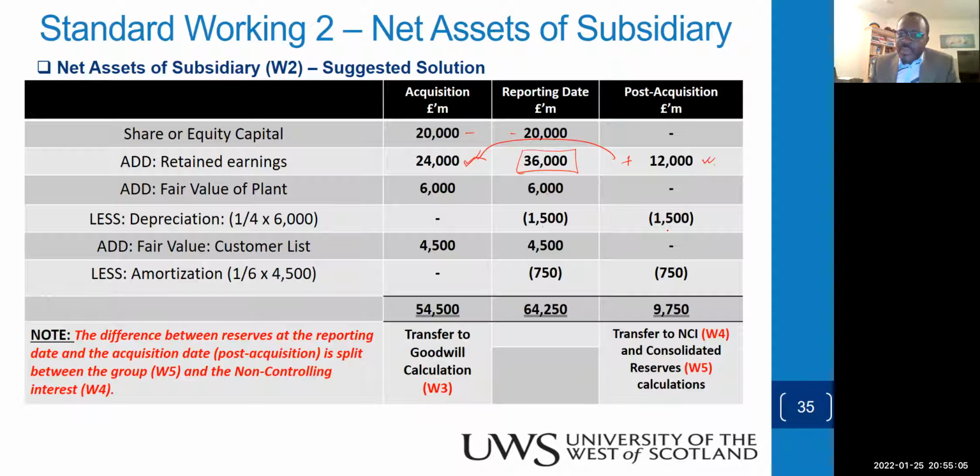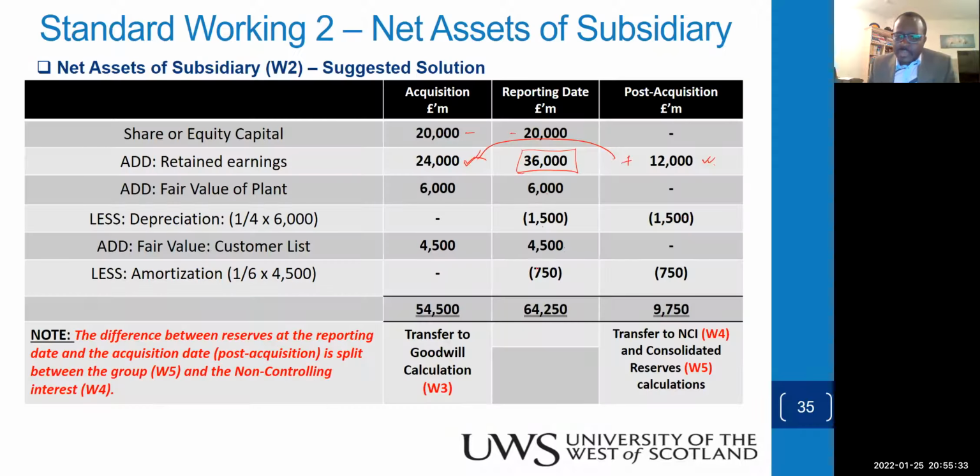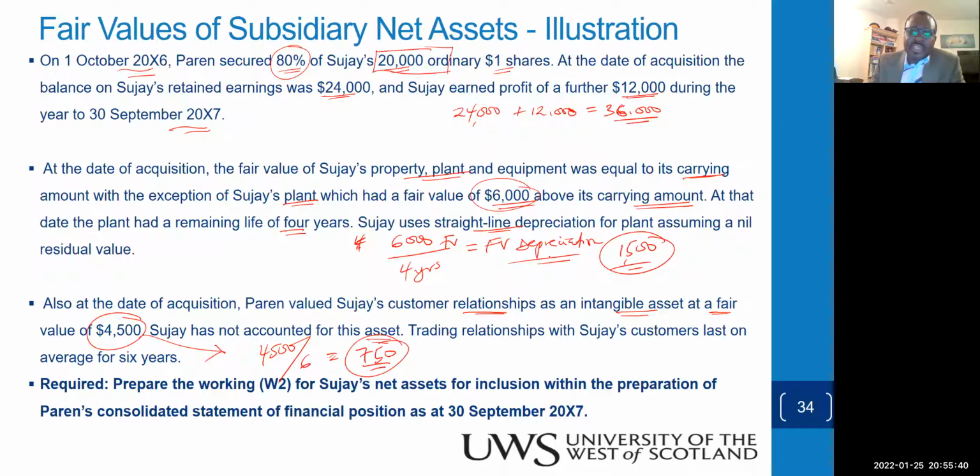The reason why we're bringing it here is because, remember, risks and rewards, we share them with our NCIs. The fair value of the customer list, which the subsidiary had not recognized, we must recognize. And it must also occur at our reporting date. But again, the fair value must be amortized over its useful life. We said on average, it is what? The average is 6 years. So we got 750, which we computed. Again, it's more like a reduction, an amortization. We subtract.